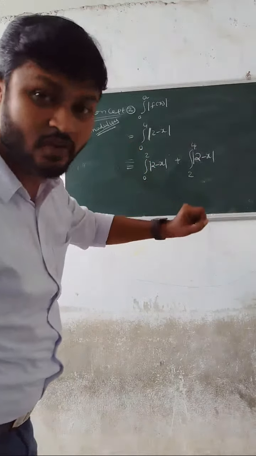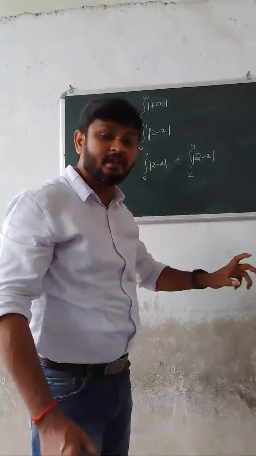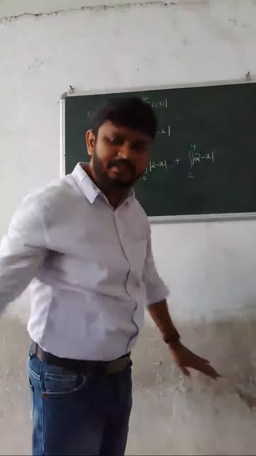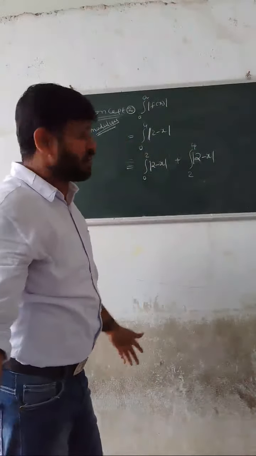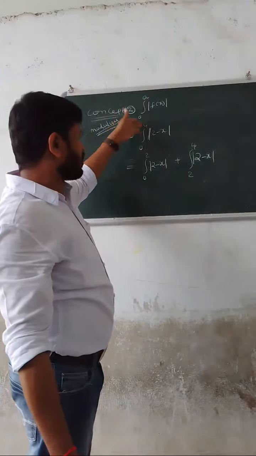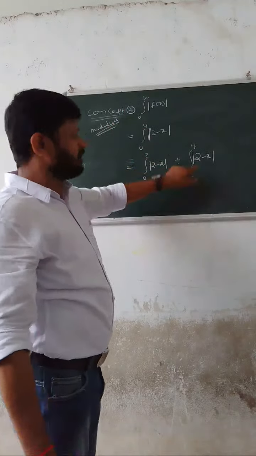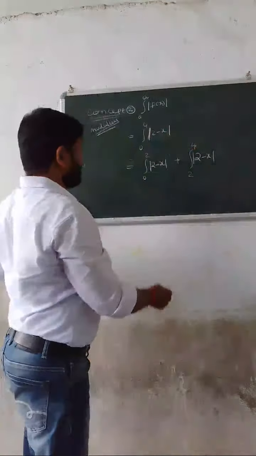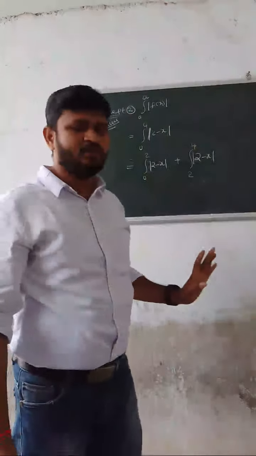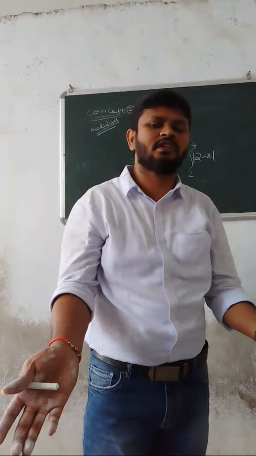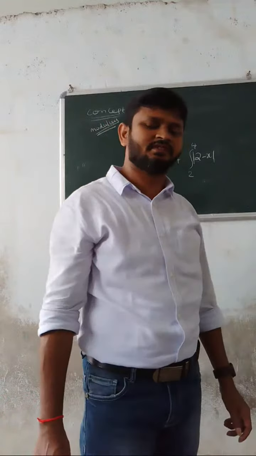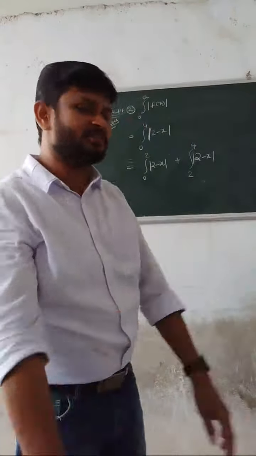Modulus concept meaning is what, students? Keep in mind: limits should be split. How does it split? By half. If it is 4, half is 2: 0 to 2 and 2 to 4. Now, in integration there is no scope for modulus. If there is modulus, we cannot define the integration. Now we eliminate the modulus.